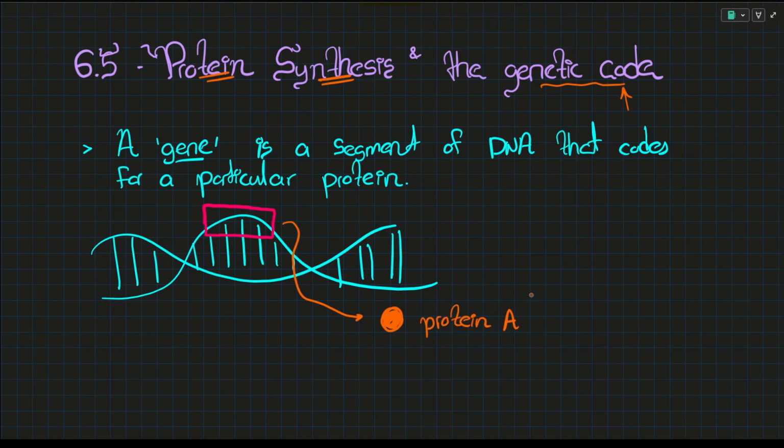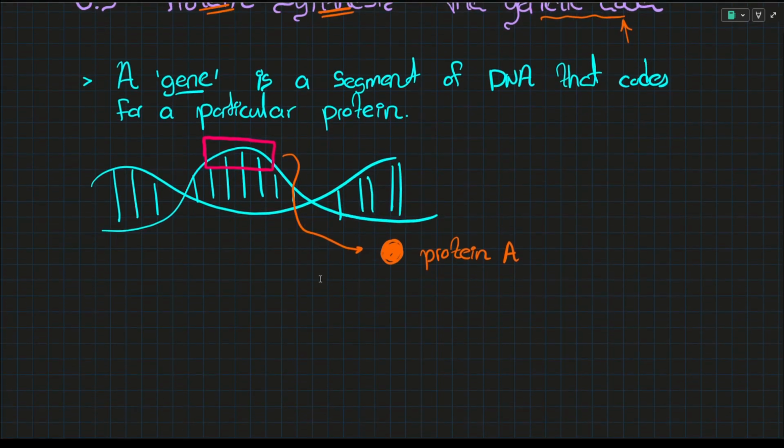Right. Back to the definition. A gene is a segment of DNA that codes for a particular protein. This is a very simple way to put it. Now I'm going to give you a formal definition as to what a gene is, because this is going to be important when answering questions. If I gave you the definition first, you might not have understood completely. I just wanted to give you the context first.